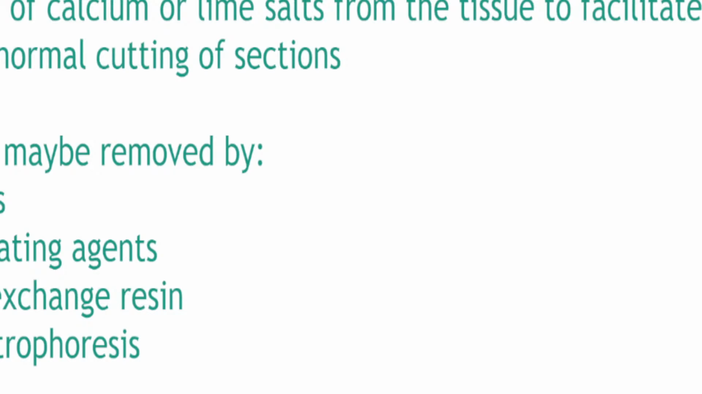The blade could be scratched, or the blade could be destroyed if you did not decalcify a calcium enriched tissue. Calcium may be removed by either the usage of acids, chelating reagents or agents, ion exchange resins, and or electrophoresis. I think last year I also discussed this one.